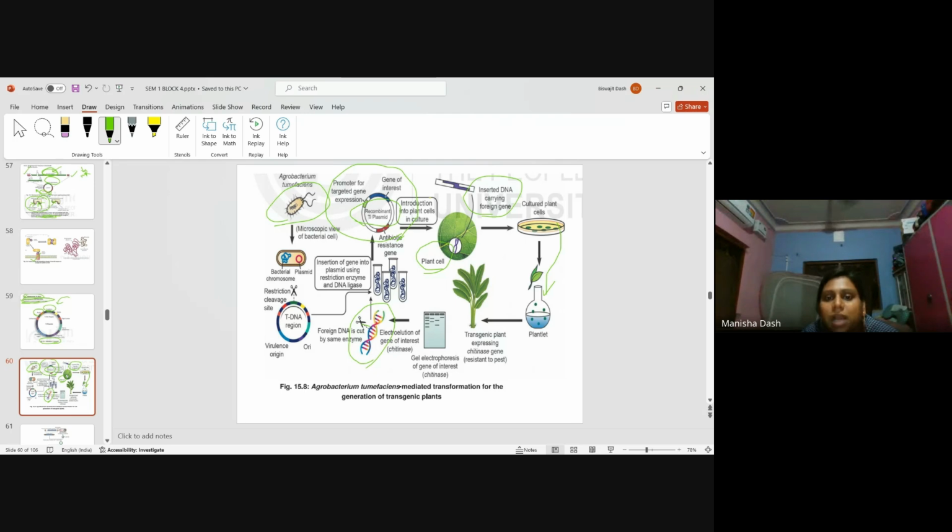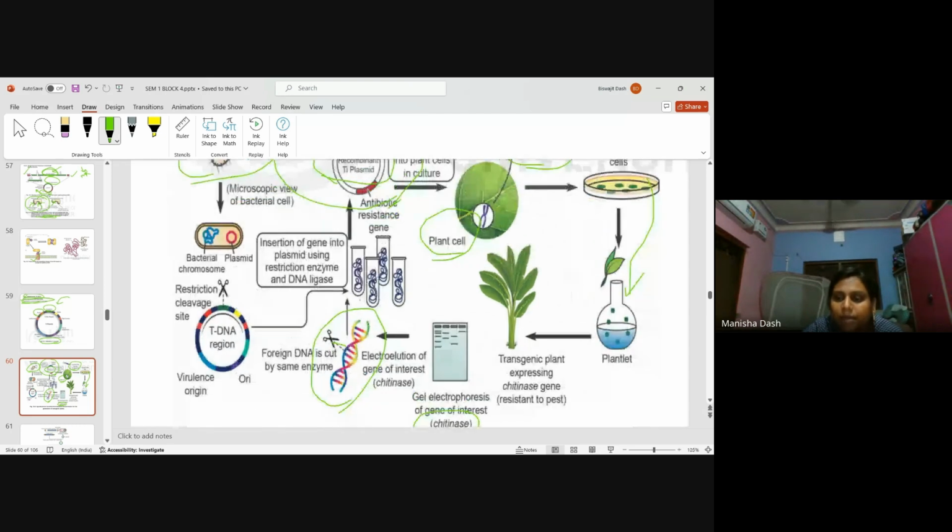Okay. So now this Ti plasmid is inserted into the plant cell, and now the plant that is grown has the gene of your interest. You can also go for gel electrophoresis of the gene of your interest, like chitinase. Chitinase means the enzyme that can degrade chitin. Okay. So this is how a transgenic plant is made.